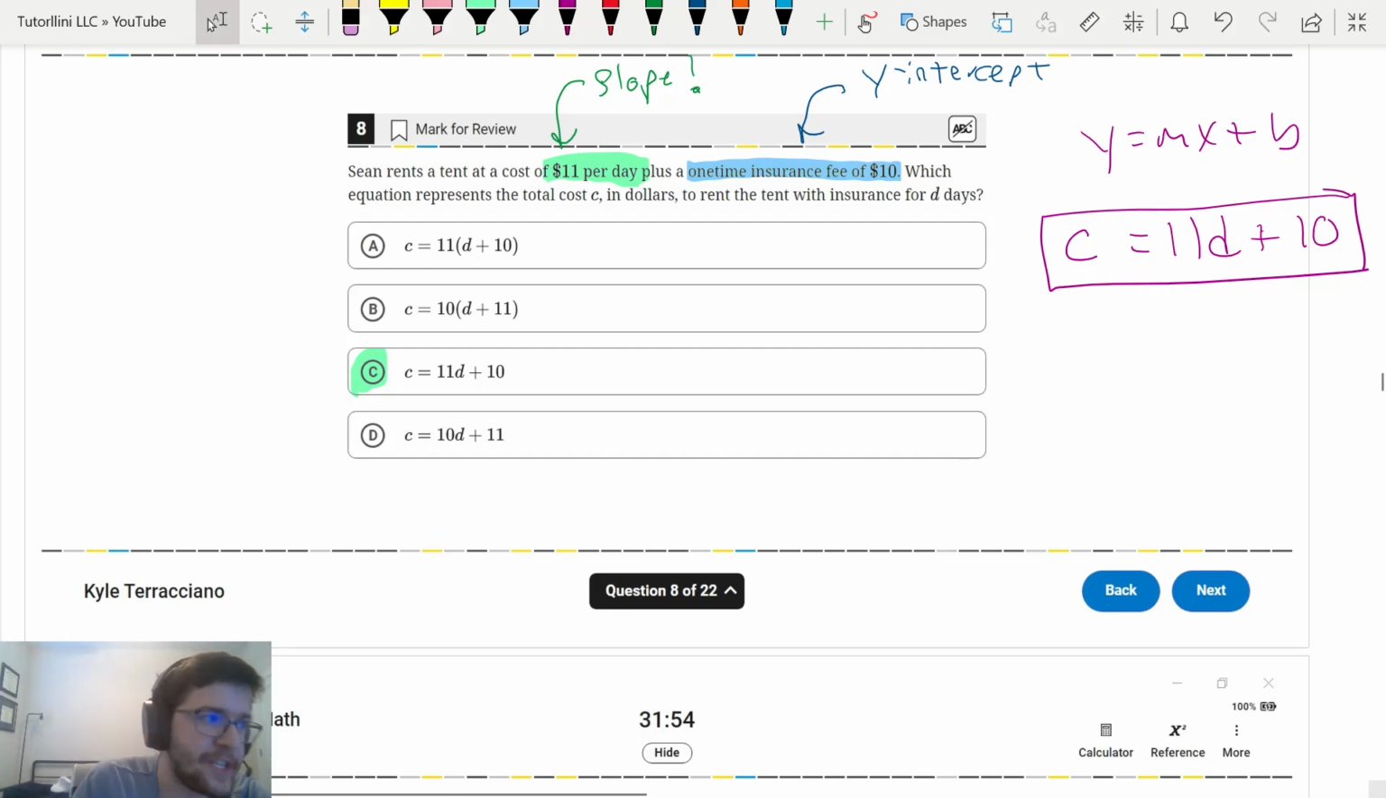So whenever you see each day or per day, it's probably telling you the slope, right? And if you see initial, starting, one time, flat fee, that's usually a y-intercept. So these are some key words that you should be familiar with. Great.